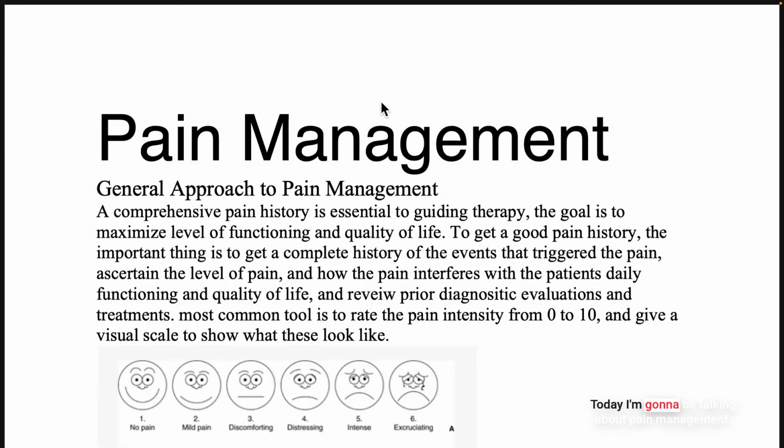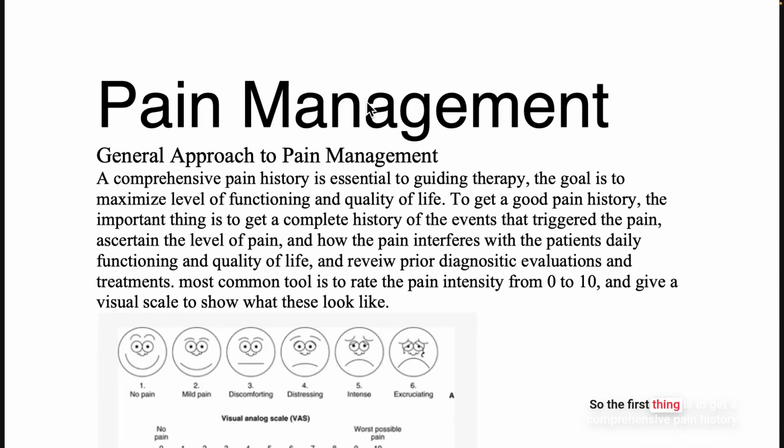Hey guys, today I'm going to be talking about pain management. This is a general approach to pain management in the inpatient setting. So, the first thing is to get a comprehensive pain history.